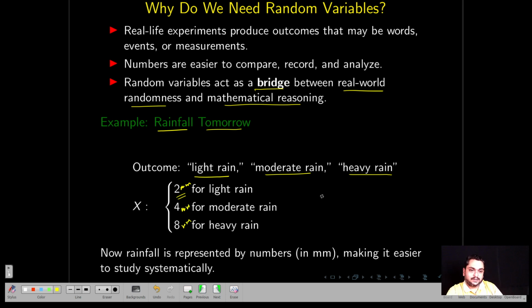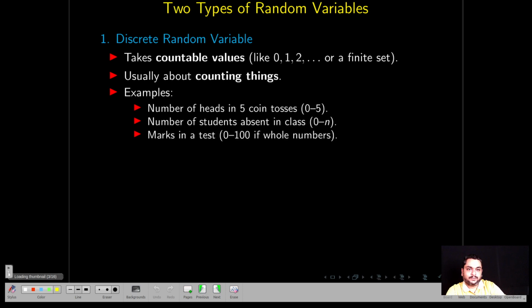So now you can imagine, right? If it rains around 2 millimeter, then I can say the rain is going to be light. If it is around 4 millimeter, the rain is going to be moderate. If it is more than 8 millimeter, it is going to be heavy rain. So now you can understand, right? If I give some values, then I can easily analyze mathematically what exactly the outcome is. I hope you understood this.